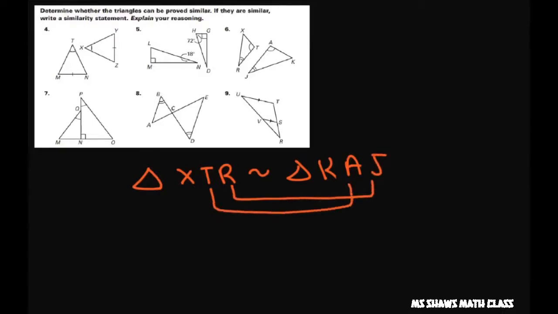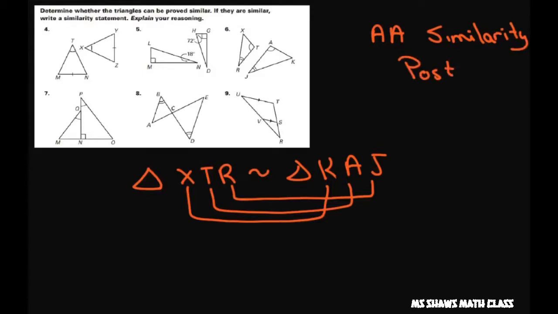Now, for the next one, we have 2 congruent angles. So we could say for our similarity statement that triangle XTR is similar to triangle KAJ. I might put the J first, so it should be A. You have to match it up with the angles. So the J and R go together, T and A, and X and K. And so since we have 2 angles that are congruent by the AA similarity, or angle similarity postulate, the triangles are similar.